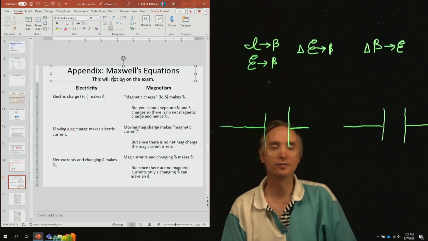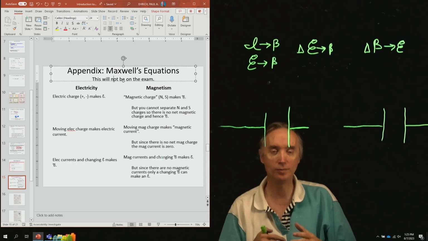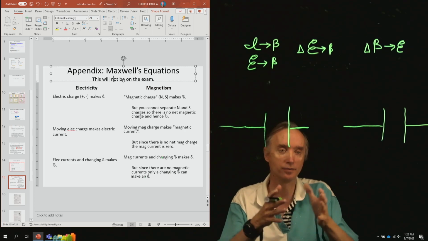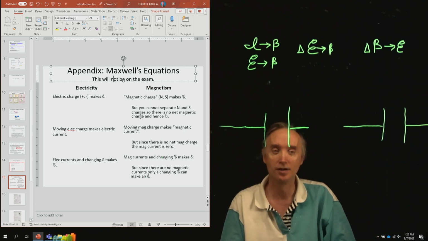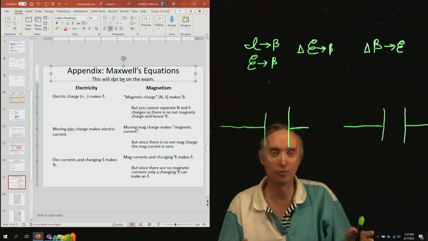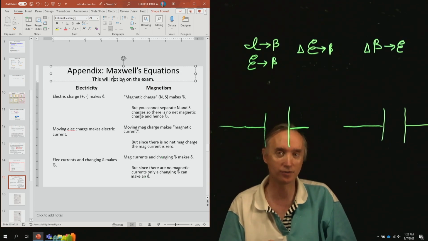Okay, for our final segment, I just want to take your knowledge of what we mean by electricity and what we mean by magnetism and kind of stretch it. Now, you notice that it says this is not going to be on the exam, so if you find this hard to understand, then don't worry about it, but I just find it kind of interesting.